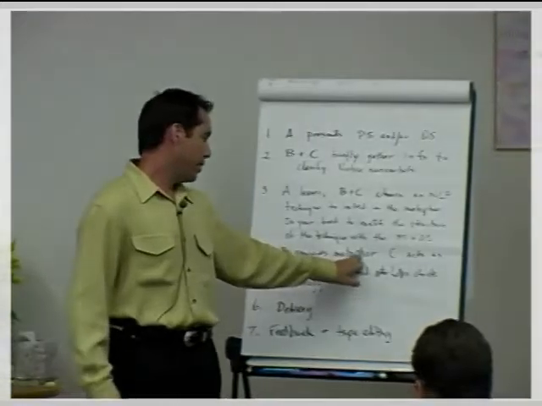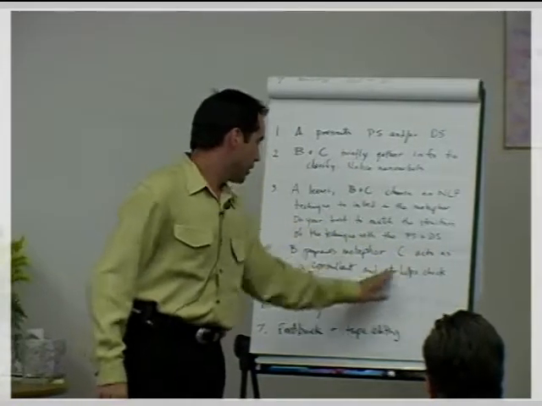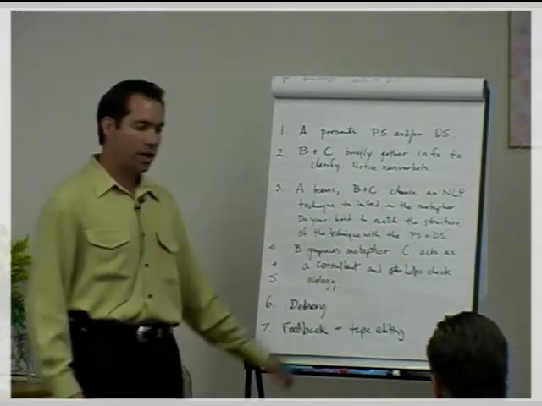Okay, then B is going to prepare the metaphor. C acts as consultant and helps check for ecology. So if I'm B and I'm working on my metaphor, I might need to go, what do you think of this, or what do you think of that? And use C as a person to kind of help me. Okay?